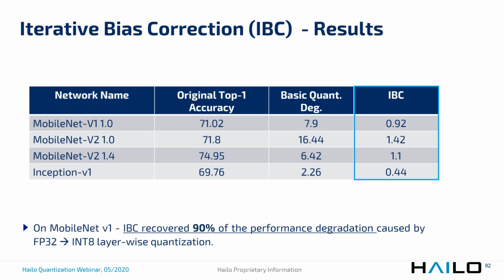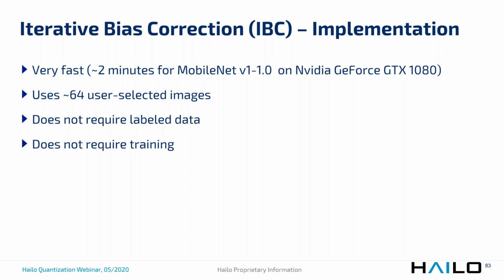And we can see that by simply doing this process, we recover most of the quantization error inside mobile nets. So instead of having, for instance, in mobile net, 16% degradation, we only have 1.42% degradation. All the other versions of mobile nets have a degradation that's lower than 1%. And this process is very fast. As always, it uses a small calibration set, doesn't require any label data, and does not require any training.